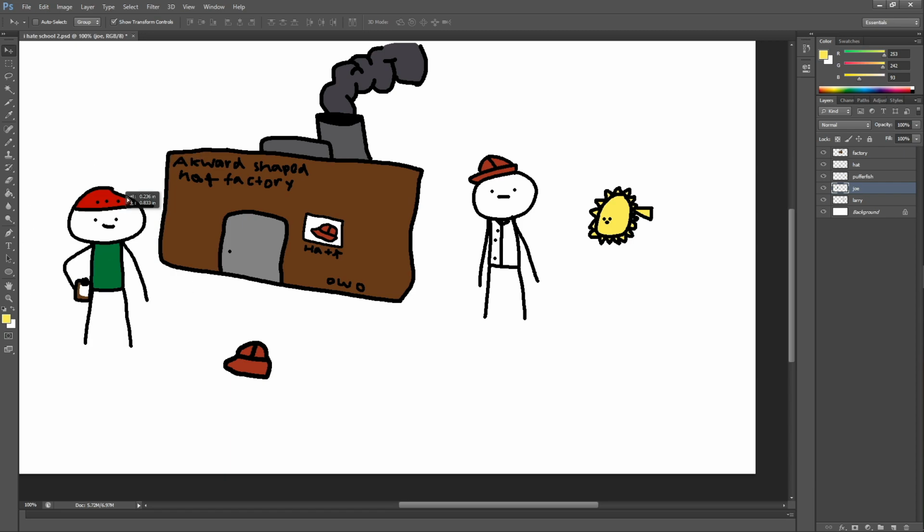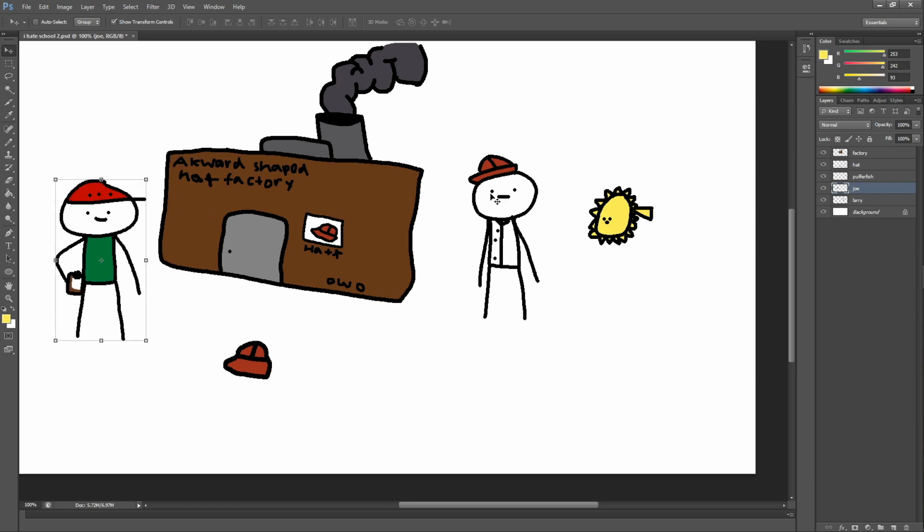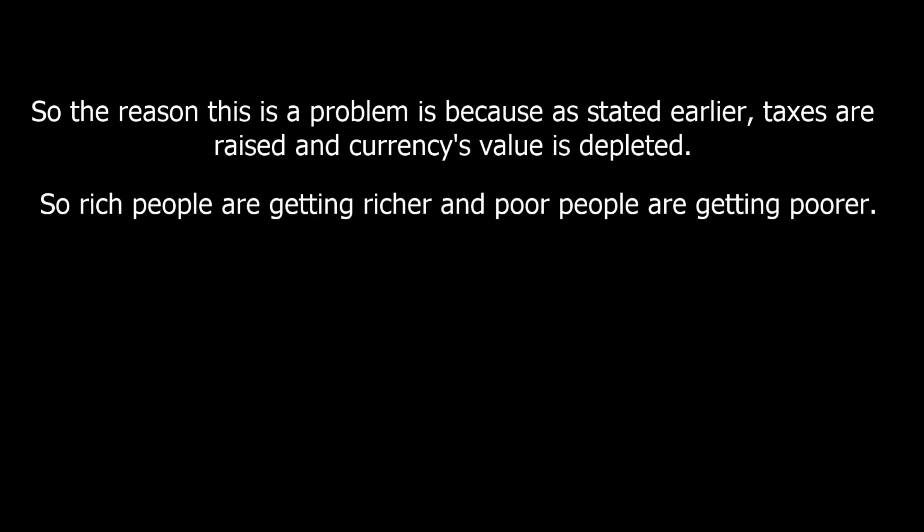So Joe has to pay a lot more for the materials, the resources needed to make his hats, and he also has to pay more for his employees. So, the reason this is a problem is because, as stated earlier, taxes are raised and currency's value is depleted. So rich people are getting richer and poor people are getting poorer.